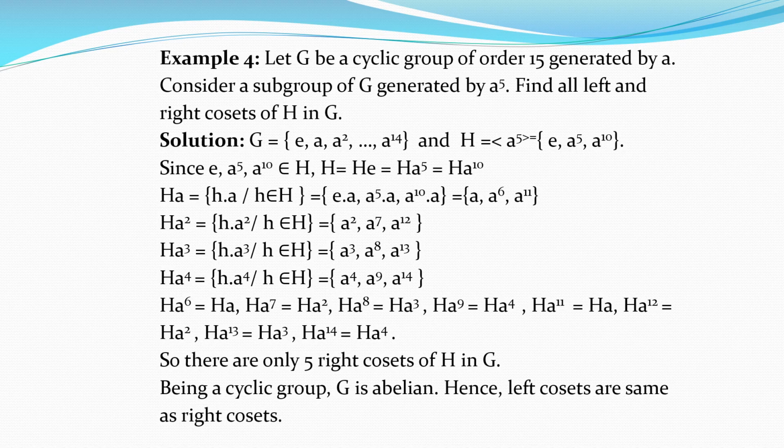Now, as G is a cyclic group and every cyclic group is abelian, G is an abelian group. So whatever right cosets we got, the same are the left cosets, because in an abelian group, left cosets and right cosets are the same.